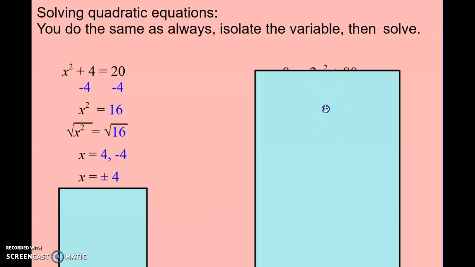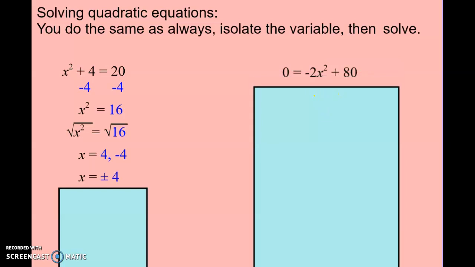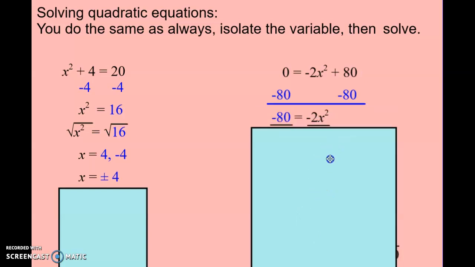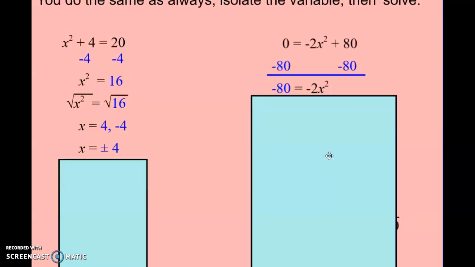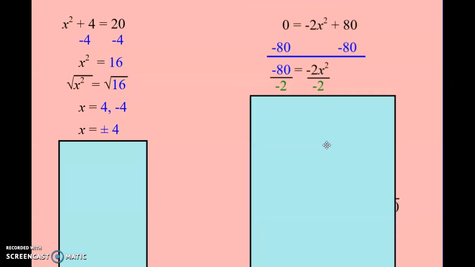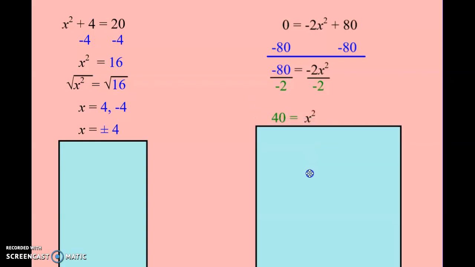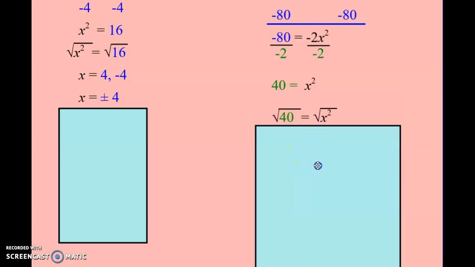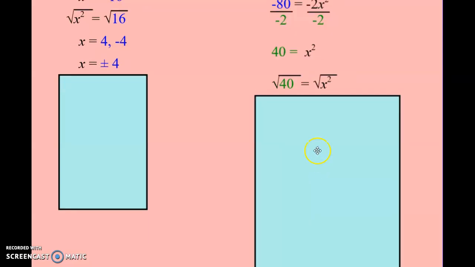This one's just a little bit more complicated. If I were to give you this form where 0 equals -2x squared plus 80, I'm still trying to isolate the variable. Subtract 80 from both sides. Now I'm left with -80 equals -2x squared. Divide by a -2 on both sides. That gives me 40 equals x squared. Take the square root of both sides.